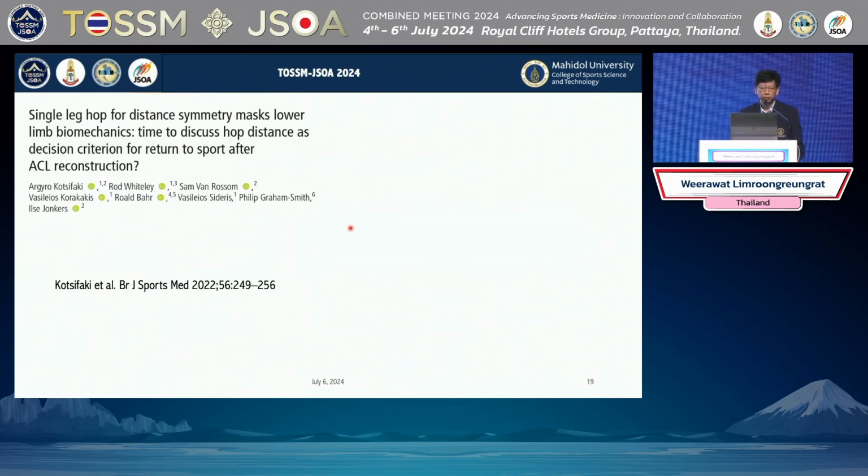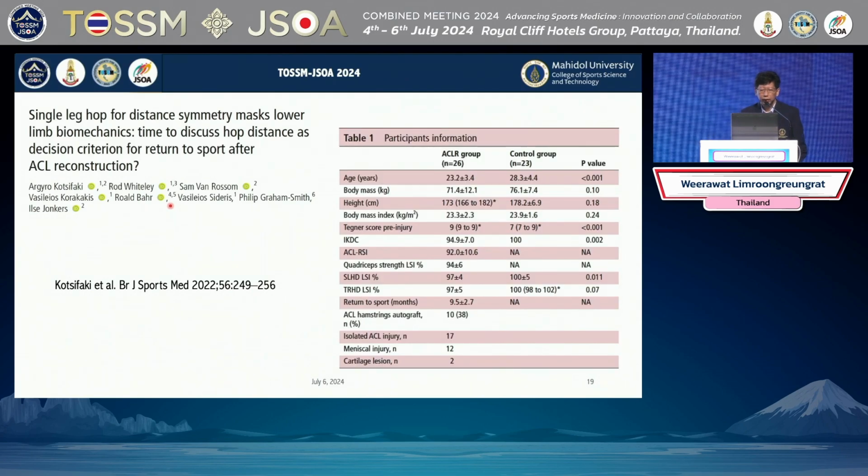Okay. So recently in 2022, there is a group of physios and doctors doing testing in a biomechanics lab. The first paper they came out with is single leg hop for distance symmetry. When we're looking at a single leg hop, we're just measuring the horizontal distance. So they divided into 2 groups. One group is the ACL group that has already returned to sport. They also did IKDC, ACL-RSI, but looking at the single leg hop distance, LSI is 97%, and triple hop distance is 97% compared to the control group, for involved and uninvolved legs.